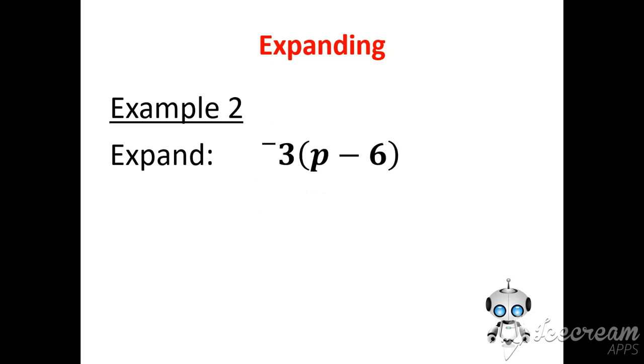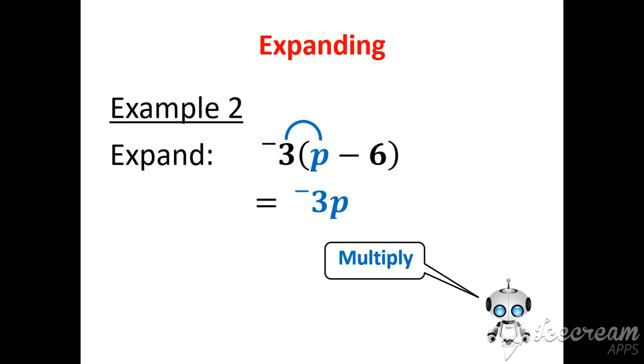Right, example 2. Let's expand this one. We have negative 3 out the front of the brackets, and inside the brackets we have p subtract 6. So we're going to multiply this negative 3 by everything inside the brackets. Right, here we go. Negative 3 multiplied by p. Now we don't put the times sign in algebra, so we're just going to write it as negative 3p.